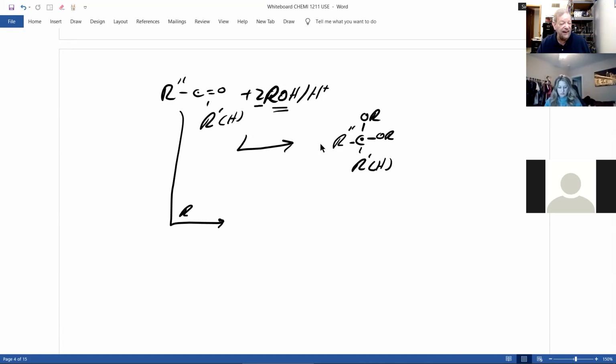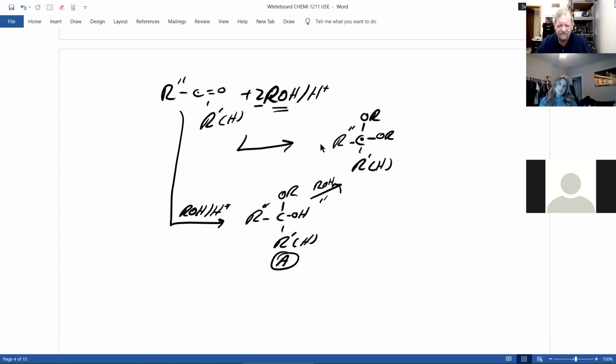Now you learned again for test number 2 that if I take an alcohol, react it with a ketone or aldehyde and acid catalyst, I'll make the hemiacetal. And that's this right here. I'll call this A. And then the second alcohol replaces this hydroxyl group with the second OR.